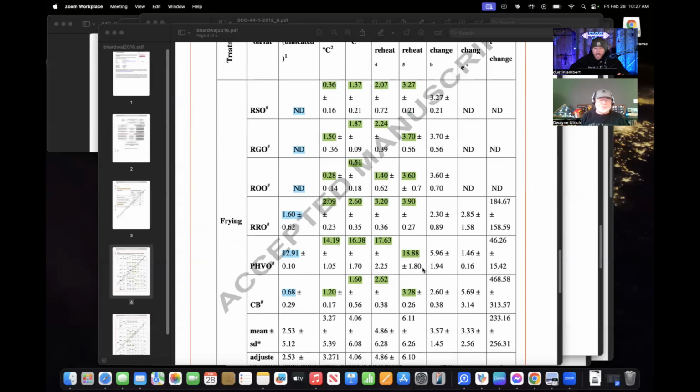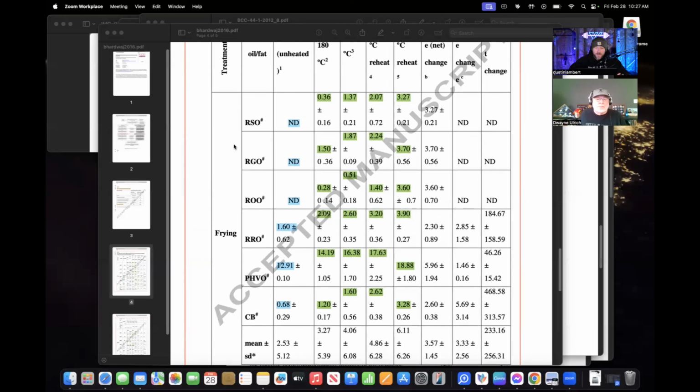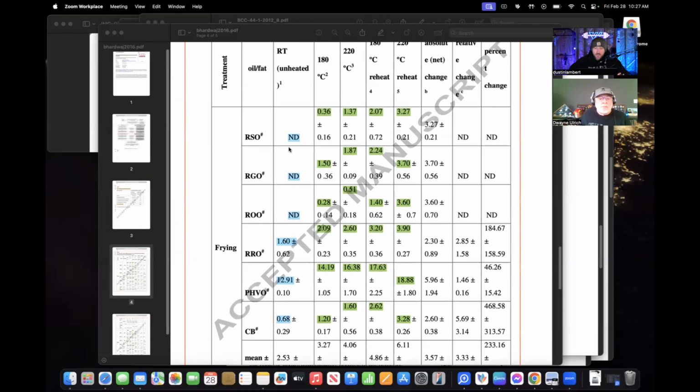And then in this trial, the fats and oils, we have sunflower oil, groundnut oil, olive oil, rapeseed oil, partially hydrogenated vegetable oil. Partially hydrogenated vegetable oils are banned in the United States now. And then we have clarified butter or ghee. And in the blue here, this is unheated. For our first three oils, we can see that the levels of trans fatty acids were undetectable. For the rapeseed oil, it was 1.6 grams per 100 grams. Partially hydrogenated vegetable oil was about 13. And then the clarified butter was about 0.7.